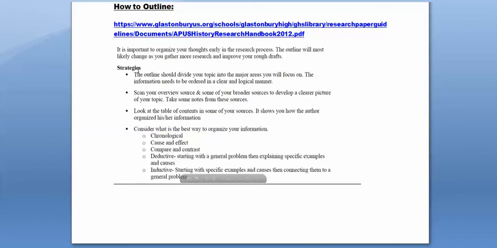Now, the outline should divide your topic into the major areas you will focus on. The information needs to be ordered in a clear and logical manner. Remember, if you don't have an outline, it's more likely that if you start writing, you're going to include things as you remember them, and not as they would make sense to a reader, and maybe not even as you intended to outline them yourself.